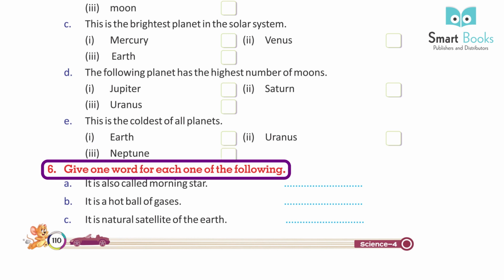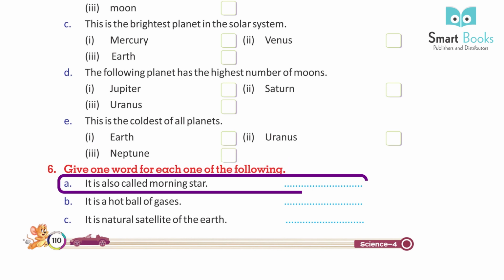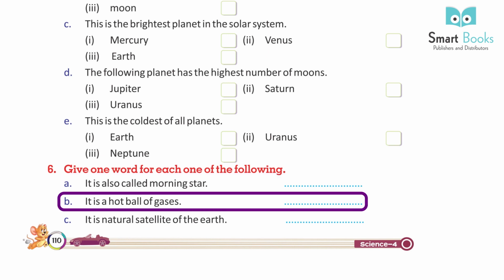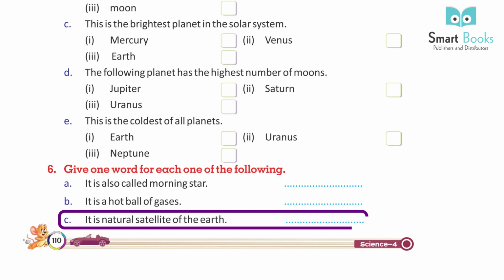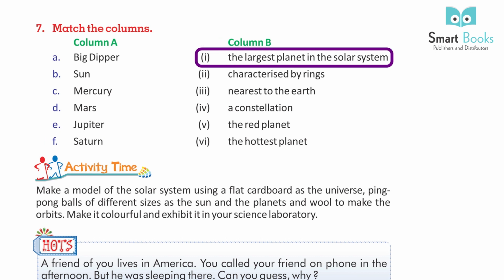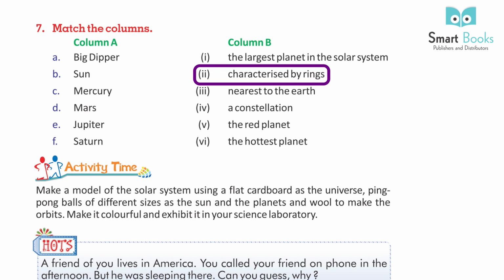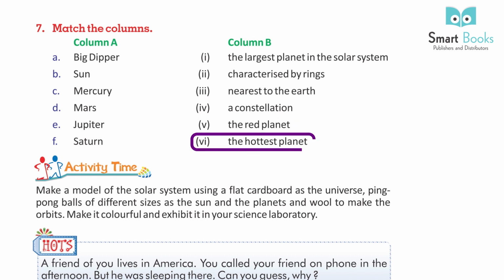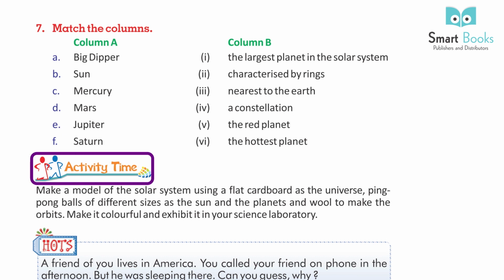6. Give one word for each one of the following. A. It is also called morning star. B. It is a hot ball of gases. C. It is the natural satellite of the Earth. 7. Match the columns. Column A: A. Big Dipper, B. Sun, C. Mercury, D. Mars, E. Jupiter, F. Saturn. Column B: 1. The largest planet in the solar system. 2. Characterized by rings. 3. Nearest to the Earth. 4. A constellation. 5. The red planet. 6. The hottest planet.